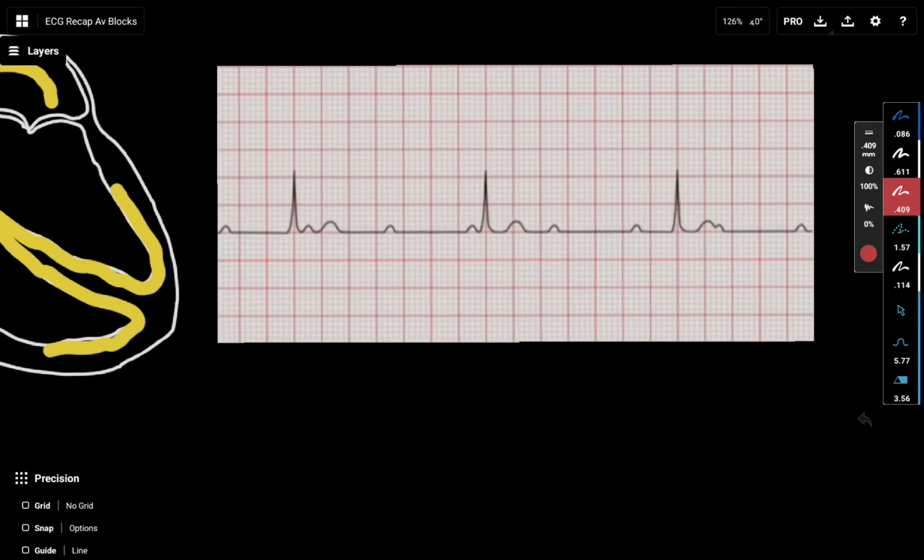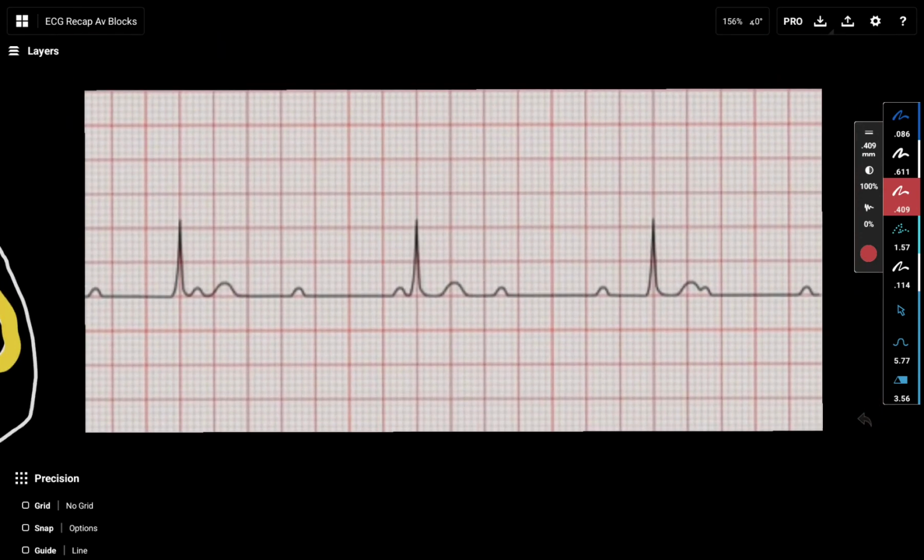Now, how would you recognize a third degree heart block? A third degree heart block is simply identifiable by a complete dissociation of your P waves to the rest of the QRS complex. So there is no pattern there. So if I was to recognize, here we go.